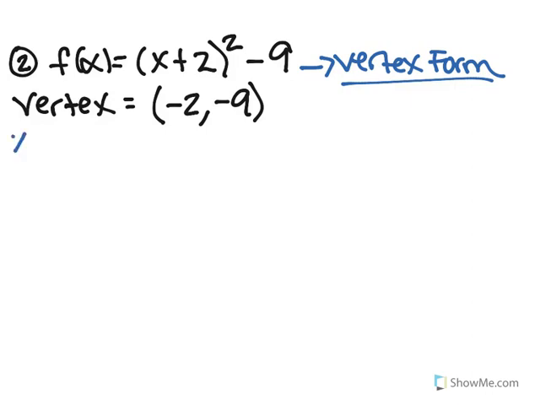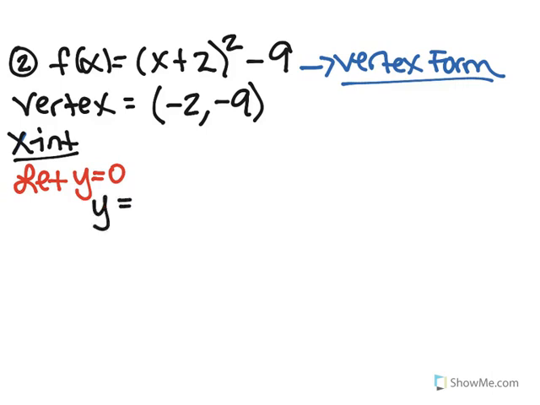Next, we need to know the x-intercepts. I need to know where this thing crosses the x-axis. So we're going to let y equal 0. Let y be 0. We know that f of x means y in our problem, so we're going to let it be 0.